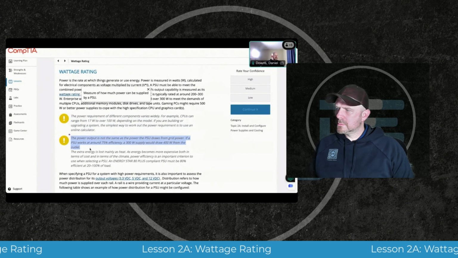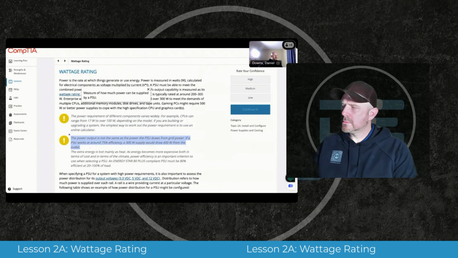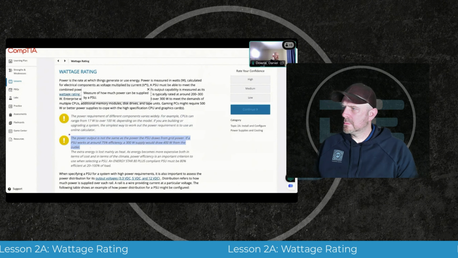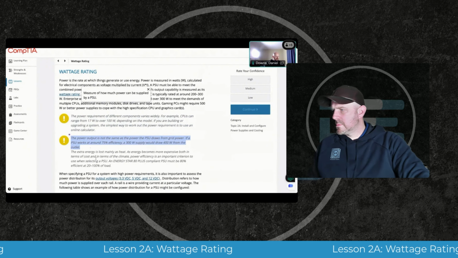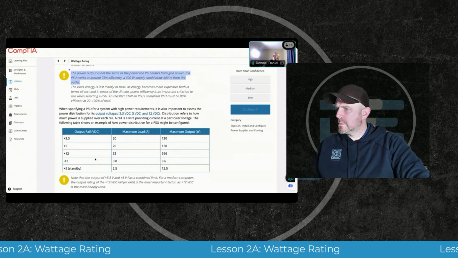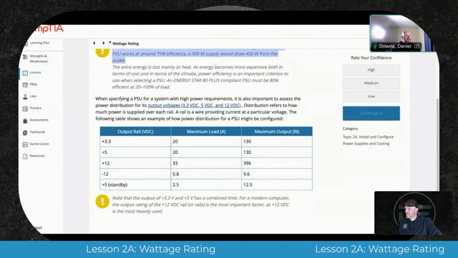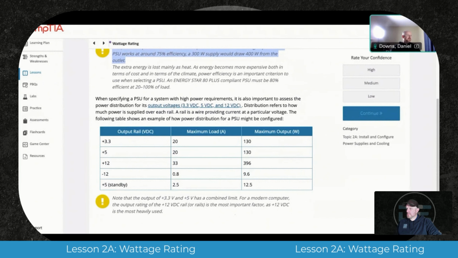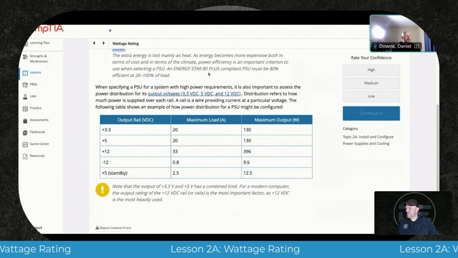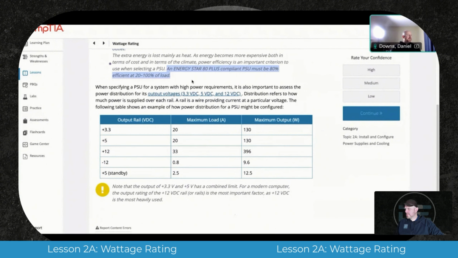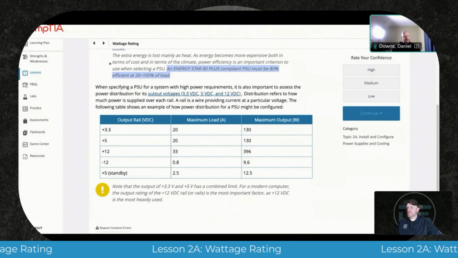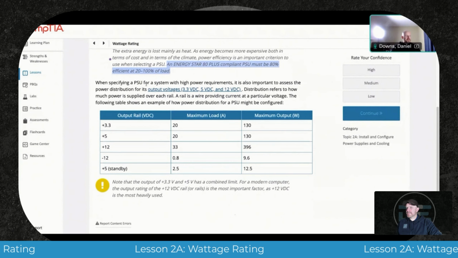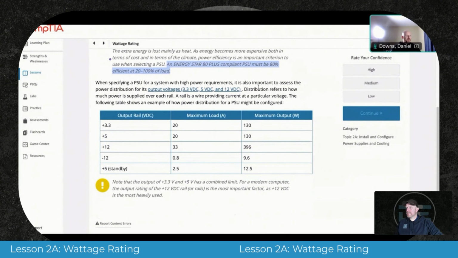The power output is not the same as the power the PSU draws from grid power. If a PSU works at around 75% efficiency, a 300 watt power supply would draw 400 watts from the outlet. The energy loss matters as energy becomes more expensive, both in terms of cost and in terms of climate. Power efficiency is an important criterion to use when selecting a PSU. An Energy Star 80 Plus compliant PSU must be 80% efficient at 20 to 100% of the load. So here is just a chart.